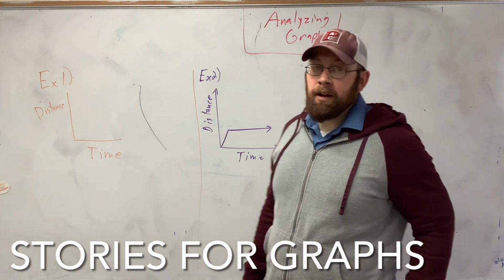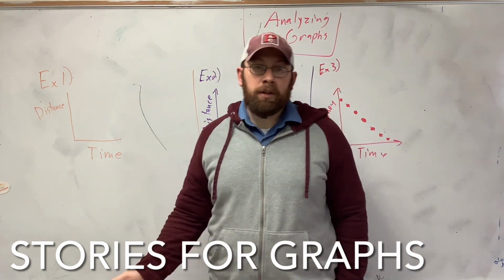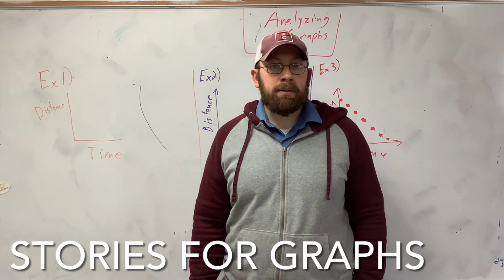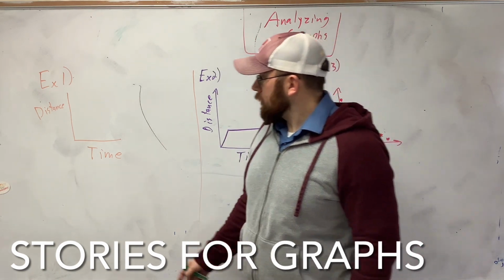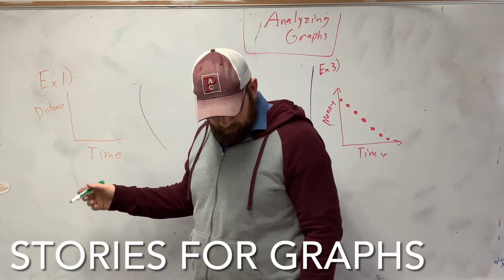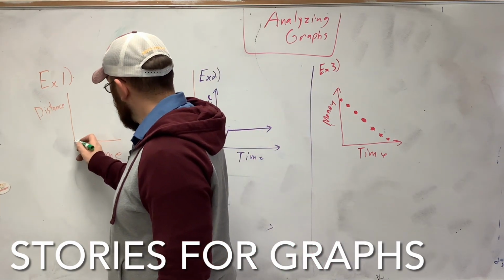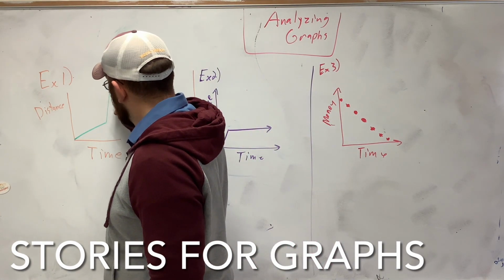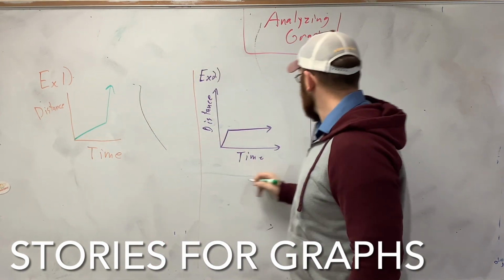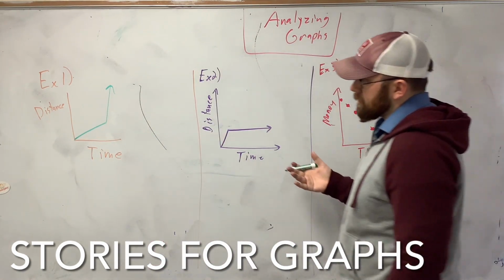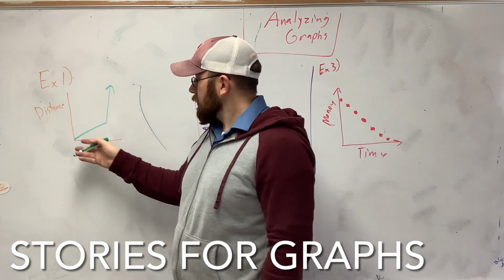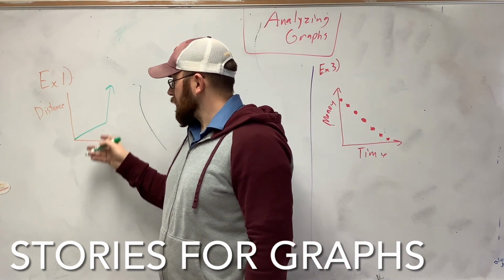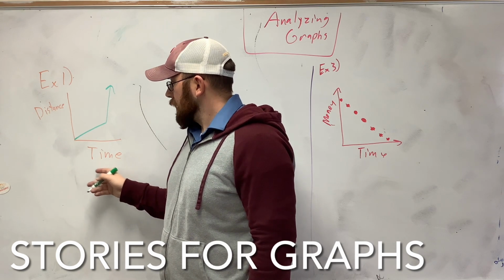All right, so now these are just, I like to call them story graphs. So it's looking at a graph and being able to tell a story about it, what's happening in the graph. So we got one here. I didn't actually draw it on there for some strange reason. All right, distance, time, and this one's money and time. We're gonna make a story about it. Not really a story. So this is just showing how far he's going over a certain amount of time.